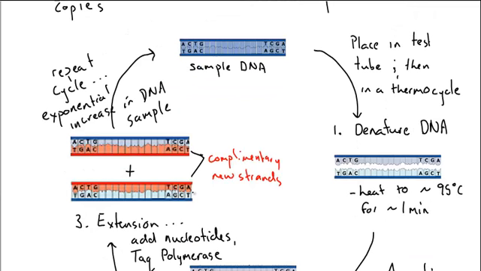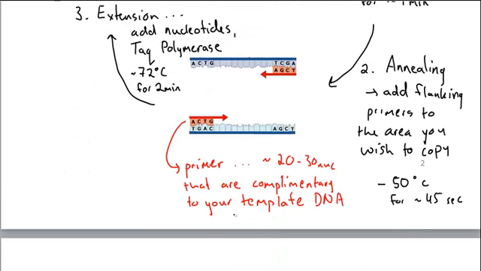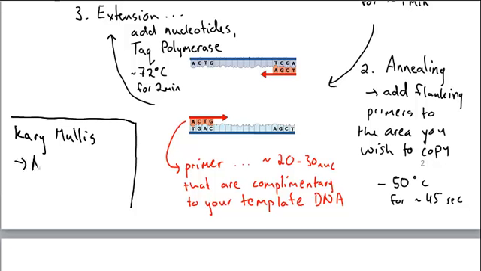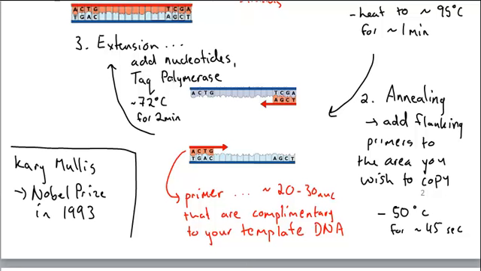Now, there's a really cool story here about the guy who discovered this or helped this occur. His name's Kary Mullis. And he won the Nobel Prize for this process in 1993. And really, what he's famous for is he discovered Taq polymerase.